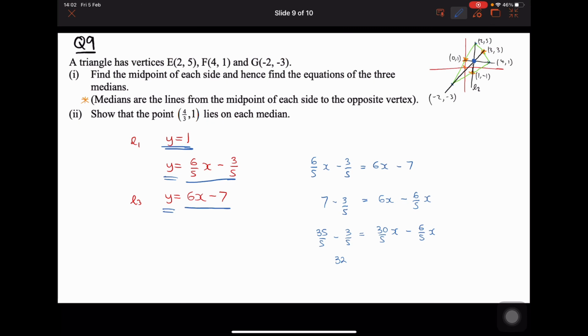So we have 32 over 5 equals 24 over 5x. So multiply both sides by 5. We get 32 equals 24x. So x equals 32 over 24, which is 8 over 6, 4 over 3. Yes, 4 over 3 is correct. And so we've answered that question as well.